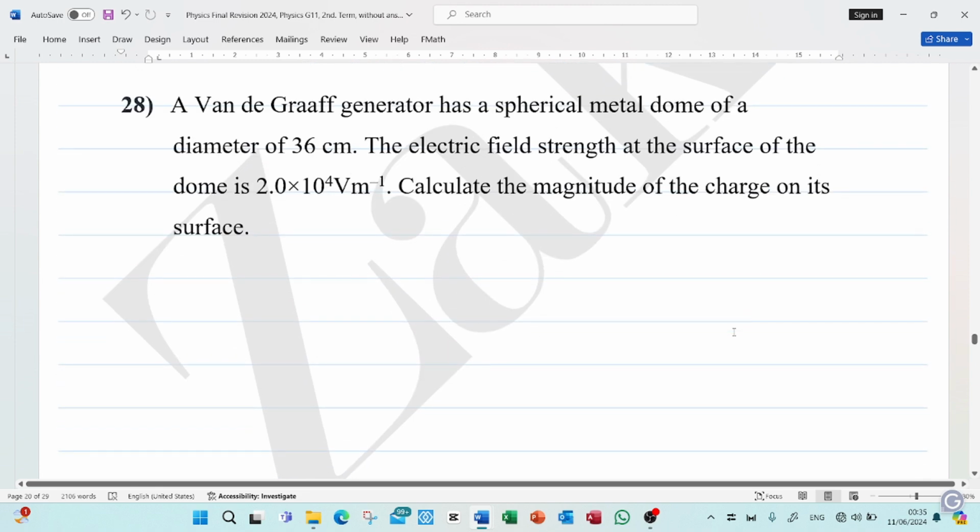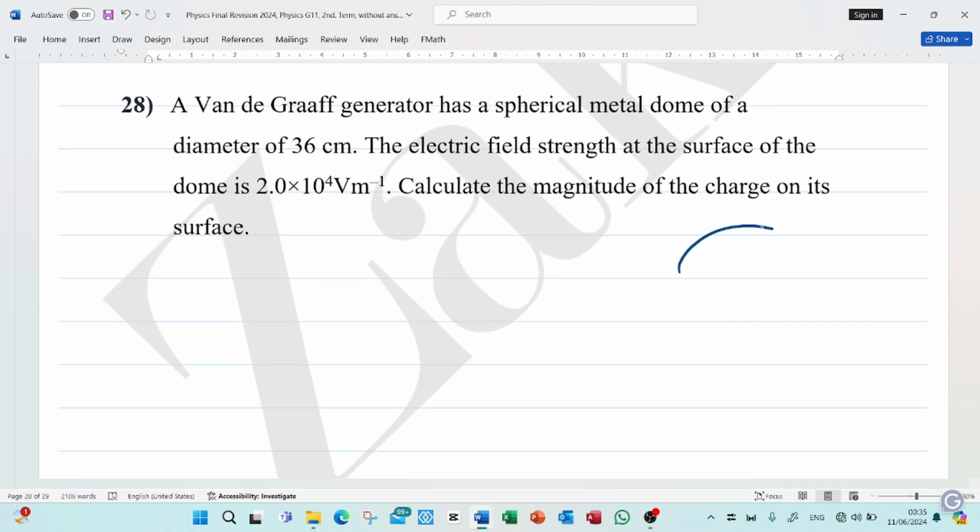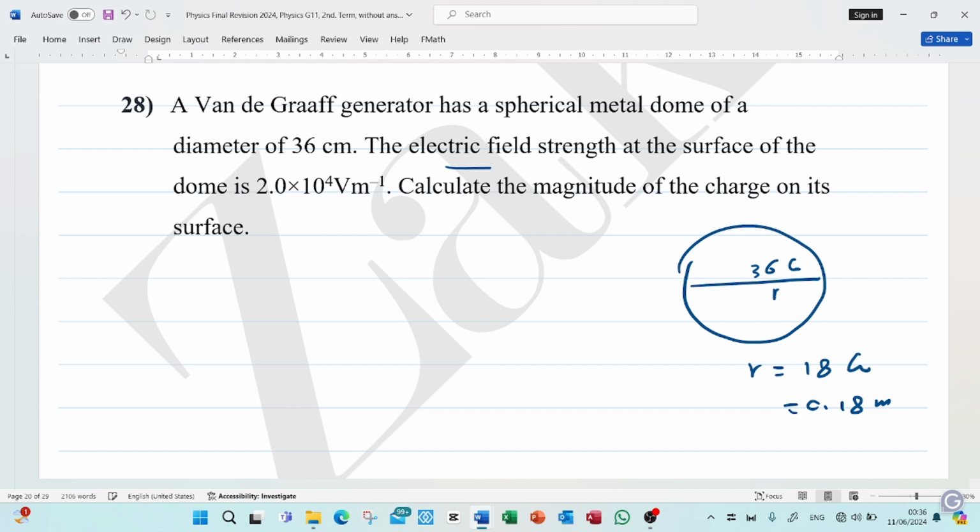A Van de Graaff generator has a spherical metal dome of diameter. So this is the Van de Graaff generator, and this is the diameter, 36 centimeter. We can get R. So R equals half of 36, which is 18 centimeter, converted to meter, 0.18 meter. The electric field strength at the surface, E at the surface, equals 2 times 10 power 4 volt per meter. Calculate the magnitude of the charge Q.